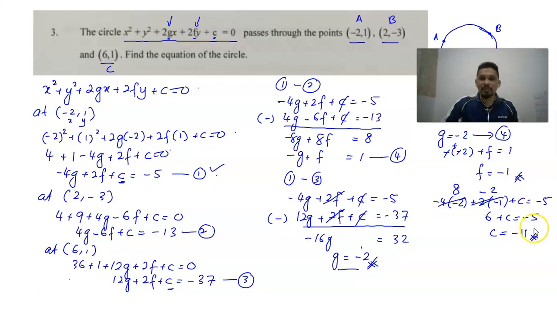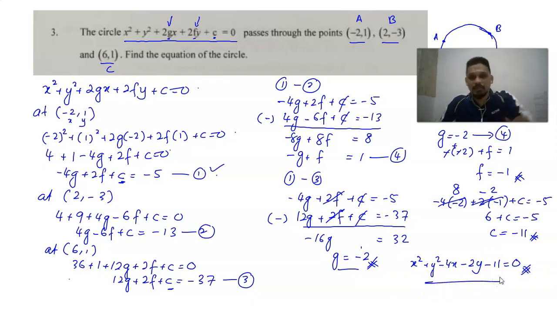Okay, so we substitute the value of g, f, and c into this equation, then it gives you x squared plus y squared. Okay, g is negative 2, so 2 times negative 2 times x minus 4x, and f equal to negative 1 times 2 minus 2y. And c is minus 11 equal to 0. Okay, so this is the first solution for question number 3.